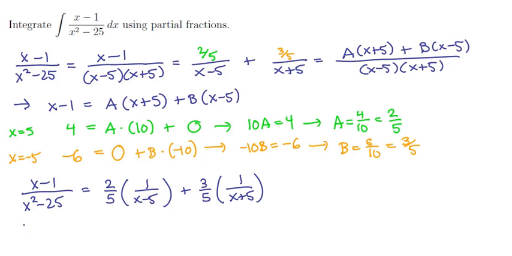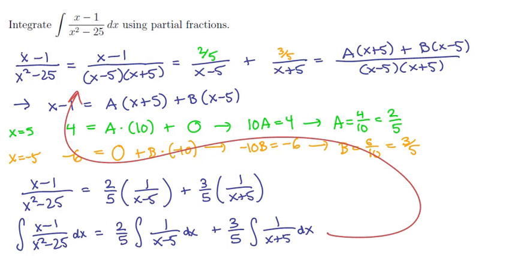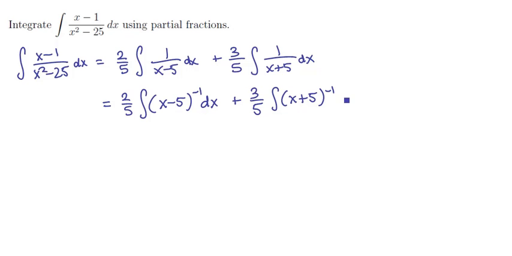Now we can integrate. To integrate (x minus 1) over (x squared minus 25) dx, that's the same thing as doing the two integrals separately. So we have 2/5 times the integral of 1 over (x minus 5) dx plus 3/5 times the integral of 1 over (x plus 5) dx, since we've expanded this fraction out. Let's continue this work up here. Now let's prep these two smaller integrals. This is 2/5 times the integral of (x minus 5) to the minus 1 dx plus 3/5 the integral of (x plus 5) to the minus 1 dx.